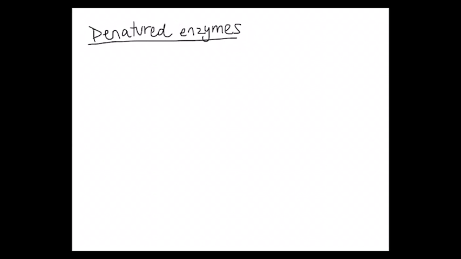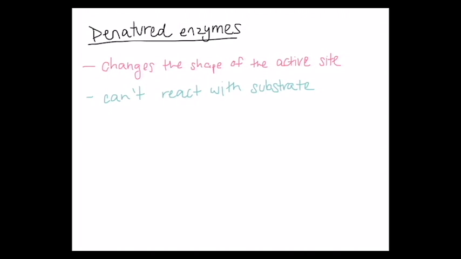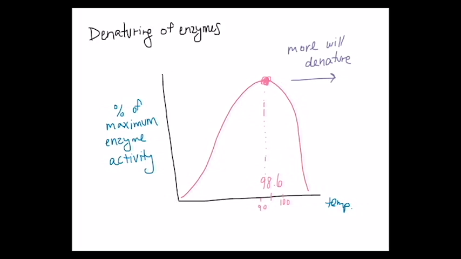Different factors can cause enzymes to denature. When enzymes denature, the shape of their active site changes, and they can no longer react with the substrate. These factors include temperature and pH. Enzymes are most active at certain temperatures. The optimal temperature is 98.6 degrees Fahrenheit, or body temperature. If the temperature is too high, the enzymes will stop working.